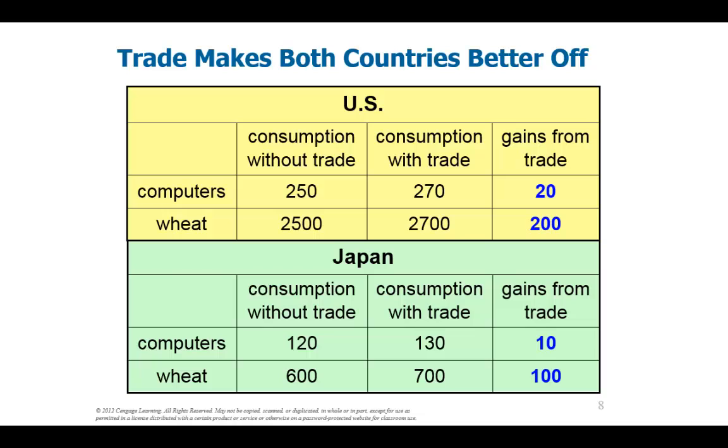Consequently, both countries gain by trade, and we can see this here. These are the gains that the United States make, and these are the gains that Japan make. It is here, because of these gains, that we introduce the concept comparative versus absolute advantage.